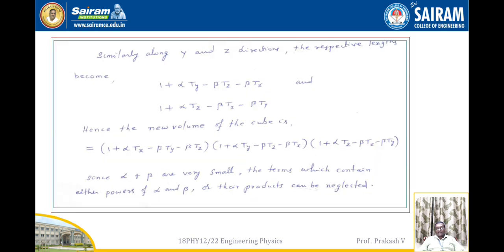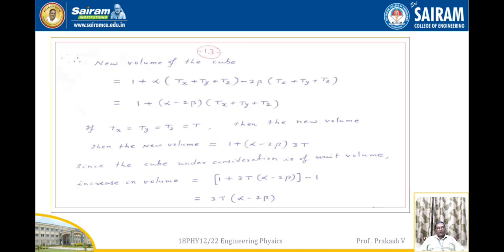Similarly, along the y and z directions, the respective lengths become 1 plus alpha Ty minus beta Tz minus beta Tx, and 1 plus alpha Tz minus beta Tx minus beta Ty. Hence, the new volume of the cube is as per the expression below. Since alpha and beta are very small, the terms which contain either powers of alpha and beta or their products can be neglected. The new volume of the cube can be written as 1 plus alpha minus 2 beta into Tx plus Ty plus Tz, according to the simplification we obtained.